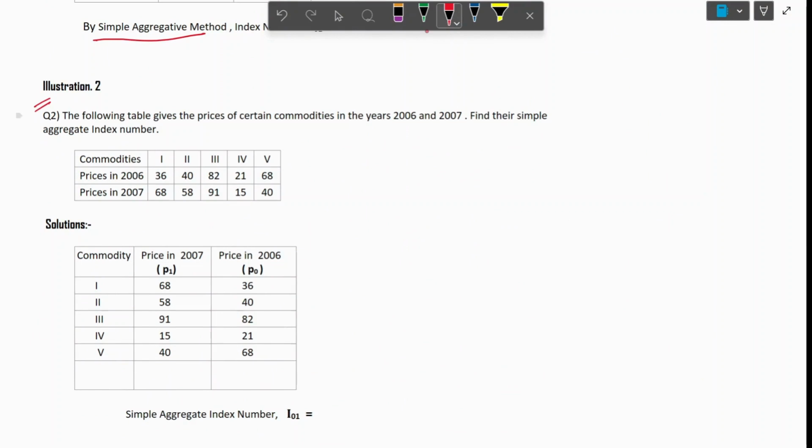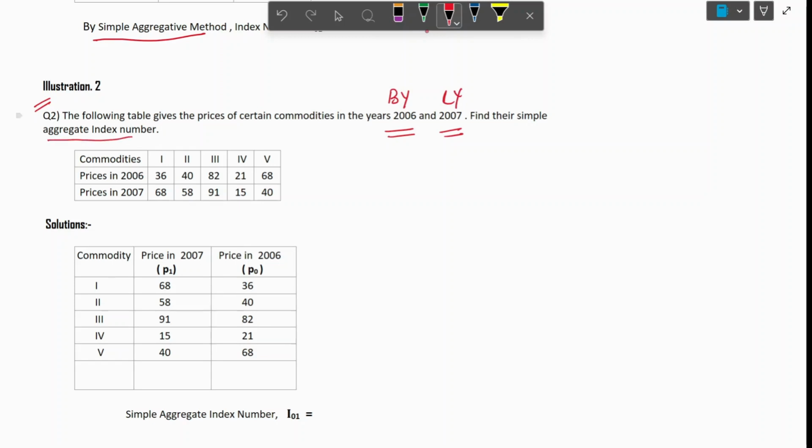The following table gives the prices of certain commodities in the years 2006 and 2007. Therefore, which is the base year? This is your base year, and 2007 is your current year. Find their simple aggregate index number.